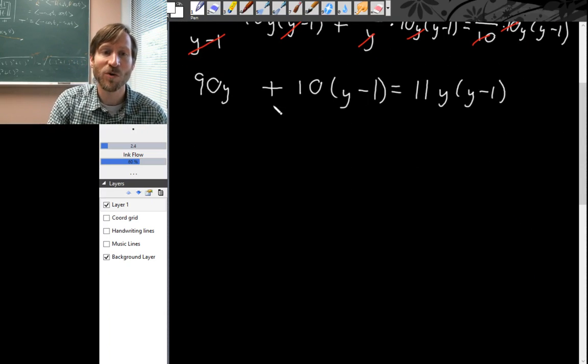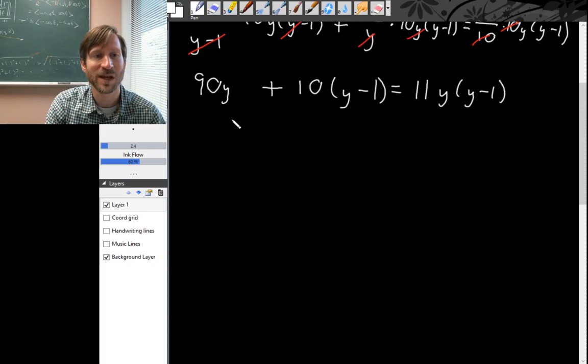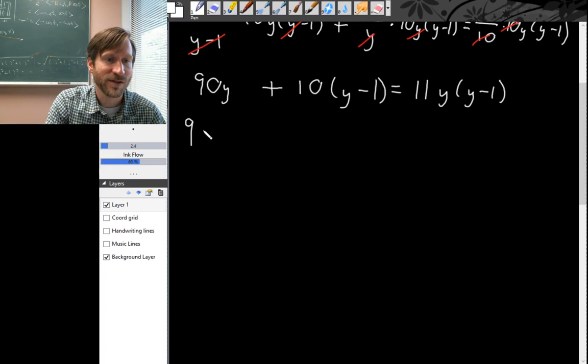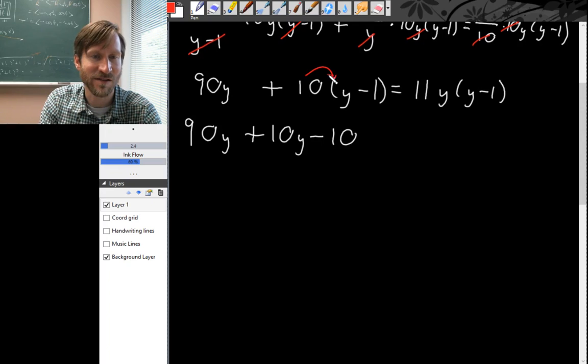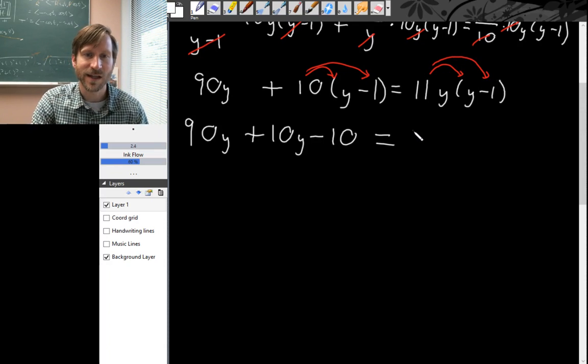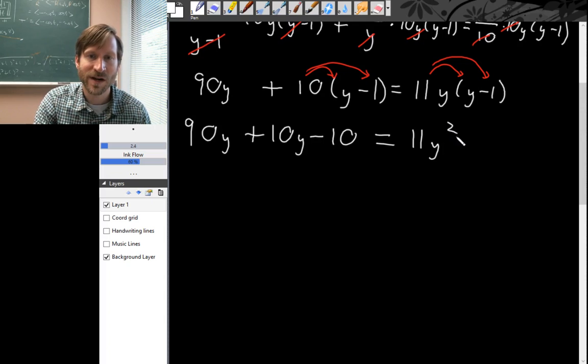It looks like the sort of equation where if we just multiply everything out and combine like terms, then maybe we'll be able to solve. So let's do that. On the left, we have 90y plus 10y minus 10. That's distributing this 10 right here. And then on the right-hand side, we need to distribute this 11y. We get 11y squared minus 11y.